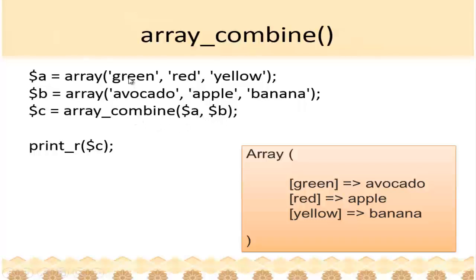I say combine A with B. If you think that it's going to combine these two, the answer is very different. What it does is it takes the first array and takes its values as the keys, and the second array's values as the values. So it takes the key from the first array, the value from the second array, and creates a separate array for you. So it's a very different thing. You are combining keys with values. So that is the meaning of it.